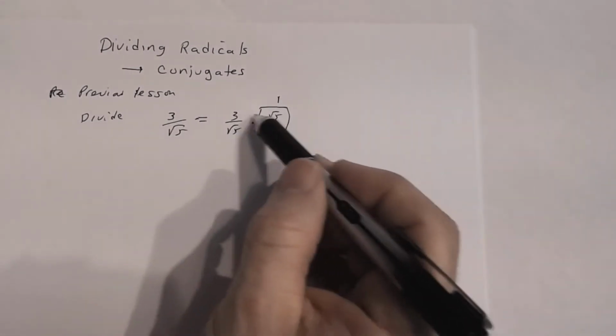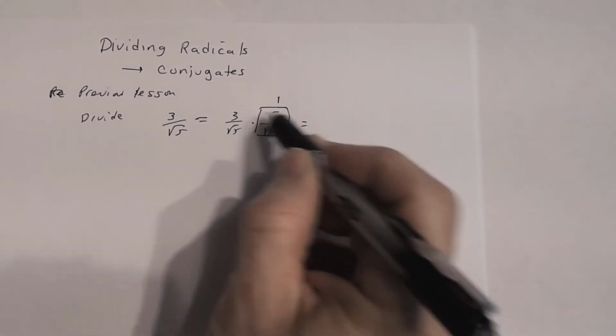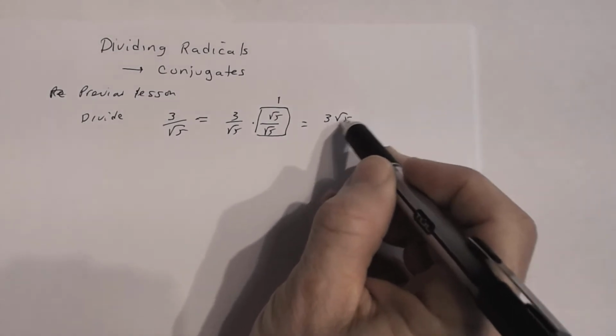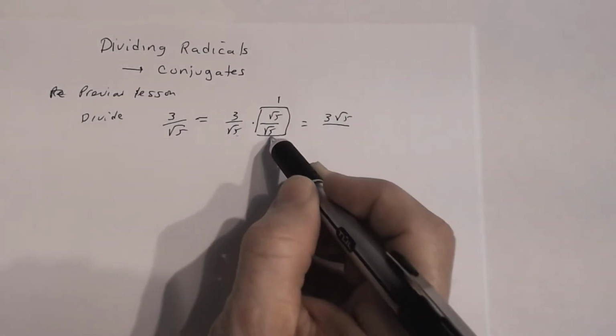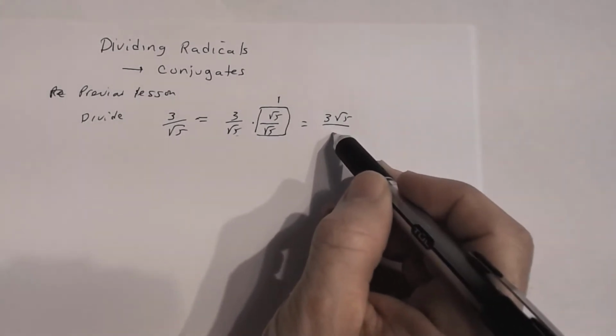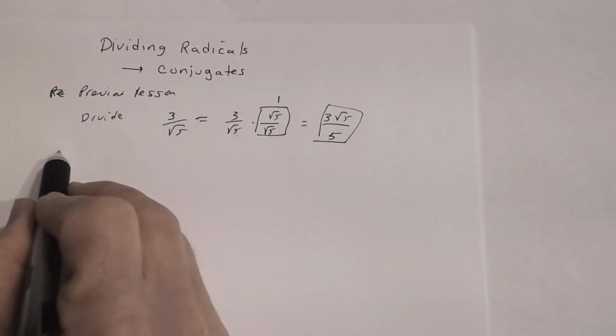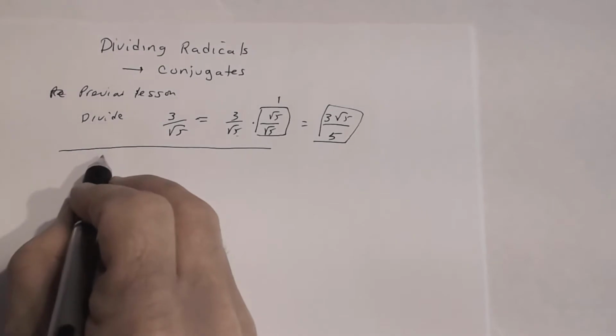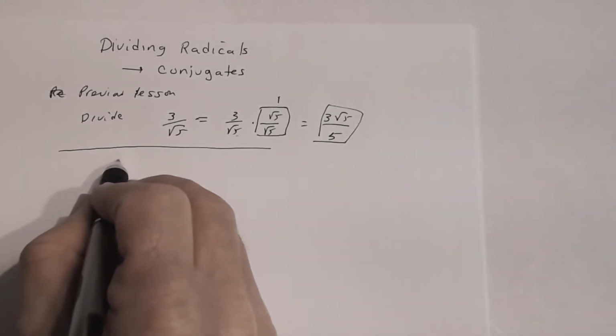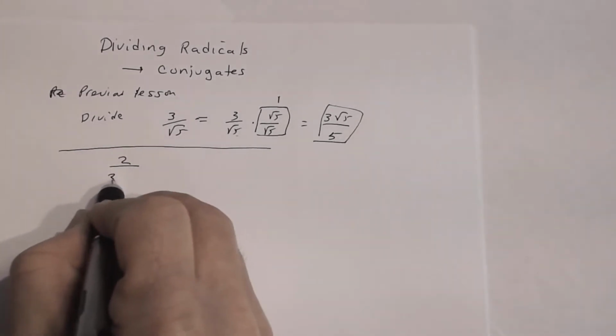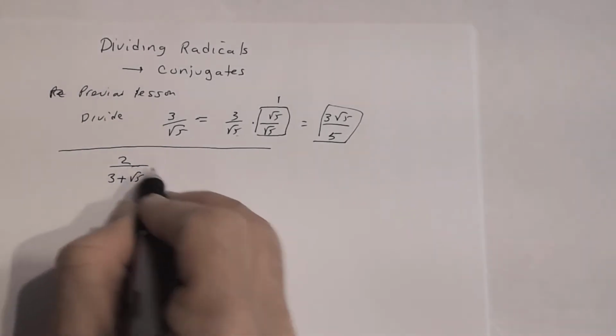Now, when we multiply the numerators out, we get 3 times the square root of 5 divided by, and then the square root of 5 times the square root of 5 is the square root of 25, which is just 5. And so that's what we did. But the situation becomes this now. What if I had, let's say, 2 divided by 3 plus the square root of 5? Let's say I had that.